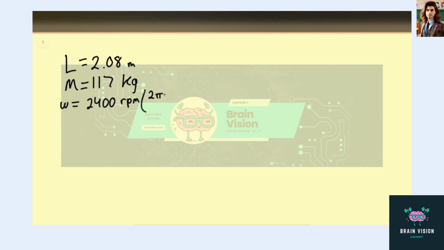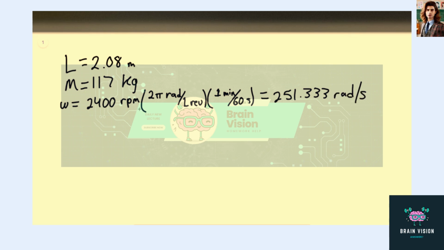And we're going to multiply this by 2 pi radians per revolution times 1 minute for every 60 seconds. And this will give us 251.333 radians per second. And at this point, we can find part A. So rotational kinetic energy is going to equal half times the moment of inertia times omega squared.